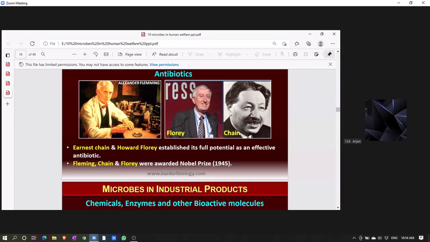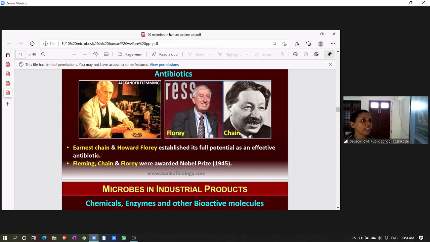However, its full potential as an effective antibiotic was established much later by Ernest Chain and Howard Florey. This antibiotic was extensively used to treat American soldiers wounded in World War II. Fleming, Chain, and Florey were awarded the Nobel Prize in 1945 for this discovery. Underline this, one year the board question was this one. What was the contribution of Fleming, Chain, and Florey?